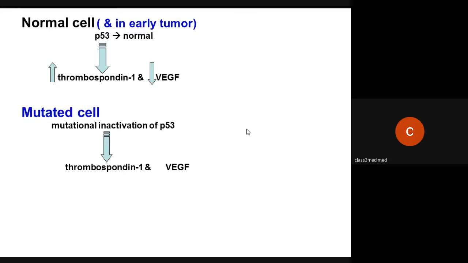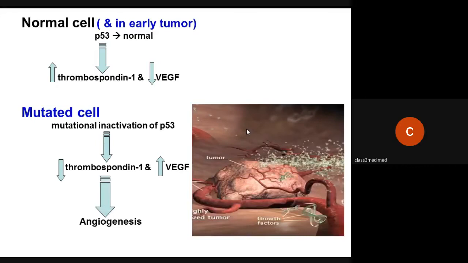When the P53 is mutationally inactive because of the mutation, the level of thrombospondin-1 will be low, okay? And there will be a high level of vascular endothelial growth factor and angiogenesis starts. Once angiogenesis starts, the tumor becomes larger in size, growing rapidly, becomes more aggressive, and will be able to invade and to metastasize.